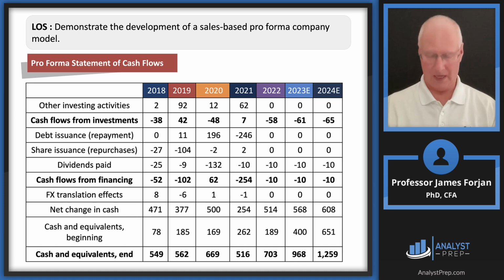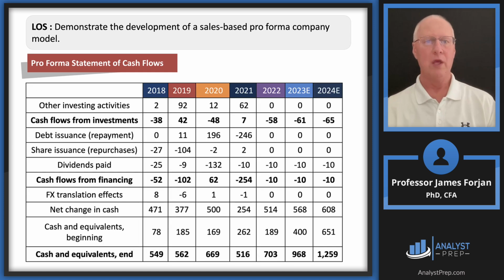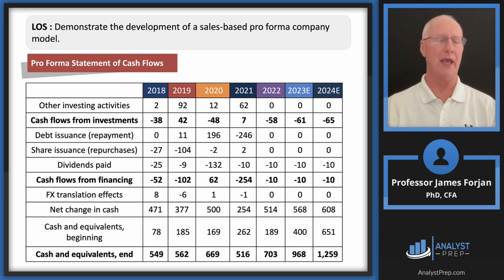Then we have other investing activities. Oh, there we go. There's the CapEx. So there we go, 40, 50, 60. We had that from before. There's other investing activities, so there's the cash flow from investments. Let me just go back here. So we've got the 40, and you add the 2, and that gives you the 38.